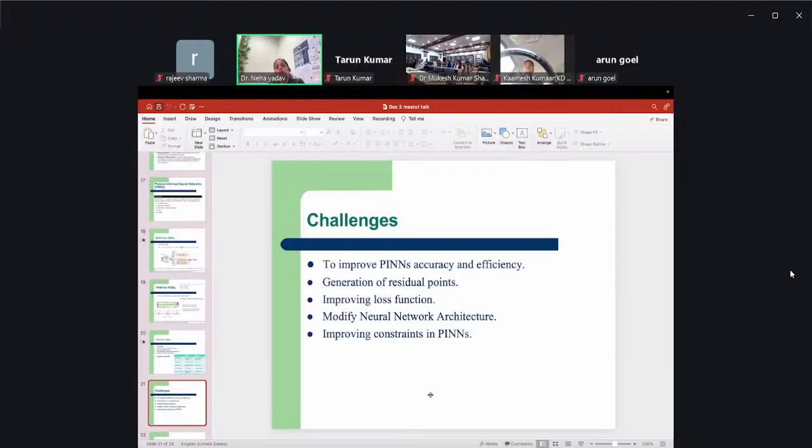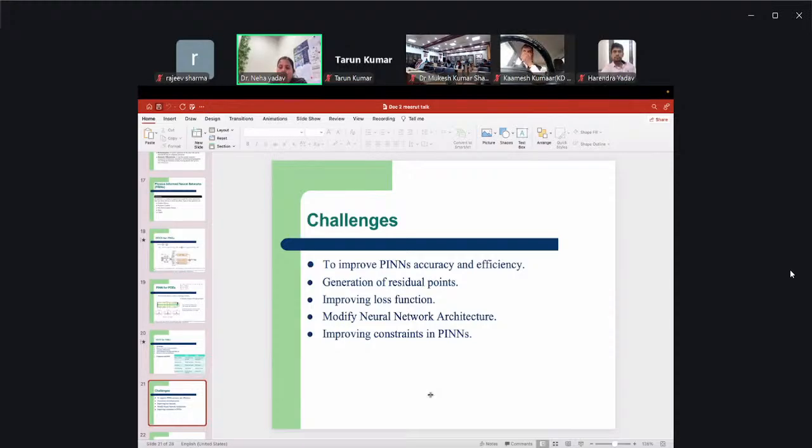So there still exist some challenges, though PINNs are very much capable of handling high dimensional differential equations and complex boundary conditions, on which researchers are currently working. The first challenge is to improve PINNs accuracy and efficiency. It has been observed that PINNs were able to solve differential equations, even complex differential equations, with sufficiently good accuracy.